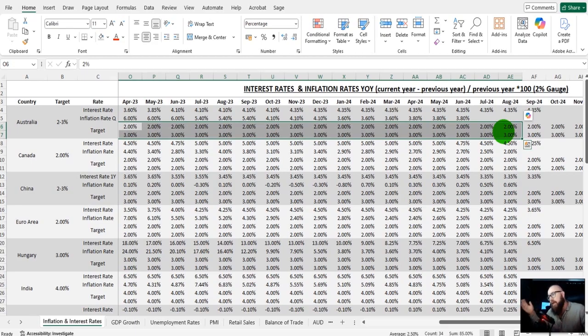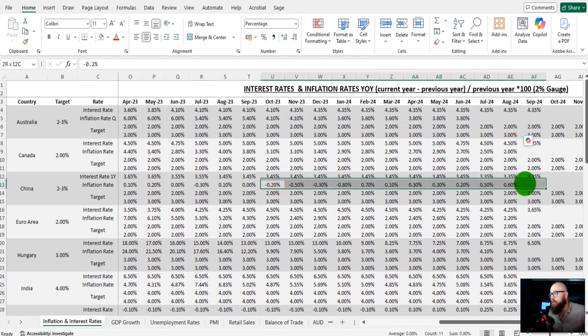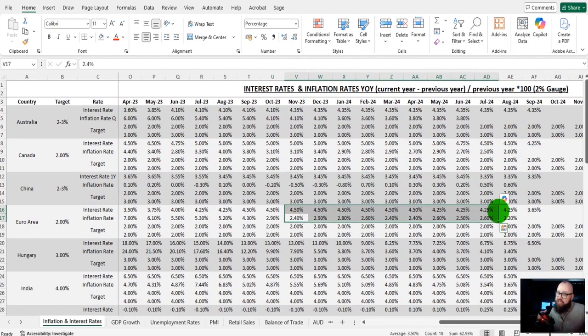If inflation's too low, if it's below target, then interest rates could be cut to try and stimulate inflation, bring it up within target. And if inflation was within target, then that may not have much of an influence on interest rate decisions. So what you're trying to do is record the inflation every month and see if inflation is above target, below target, within target, climbing, declining. And the easiest way to do that is create a graph based on these figures.